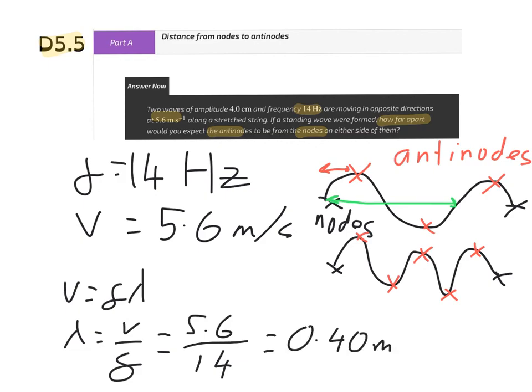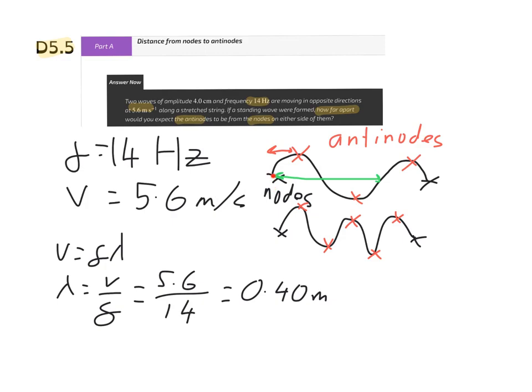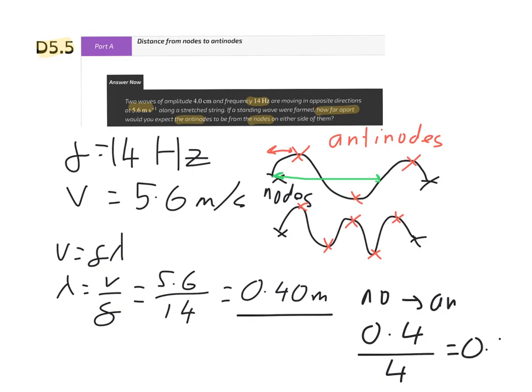and that leaves me with 0.40 meters. Because I can see that within one wavelength, there are 4 node to antinode distances, I would go 1, 2, 3, 4. Then that means if this distance is 0.4, this distance is a quarter of that. So if the wavelength was 0.4, then the distance from node to antinode is going to be 0.4 over 4, so it's 0.10 meters.